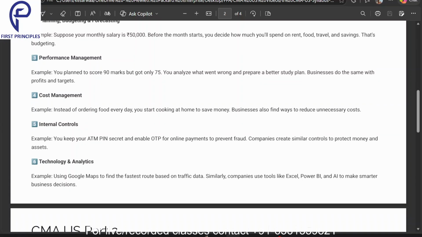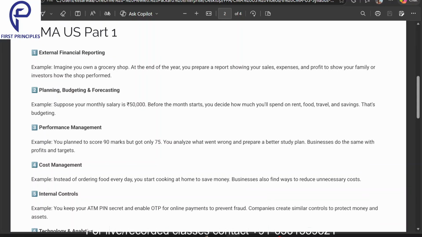Lastly, and one of the most important ones for the current roles and the current era, is section F, which will help you guys a lot in your career: technology and analytics. Companies use tools like Excel, Power BI and AI to make things smarter and to make business decisions better. That's what we study in technology and analytics: what strategies we can use to enhance businesses using AI and different kinds of technology. So this is what we study in CMA US part 1.